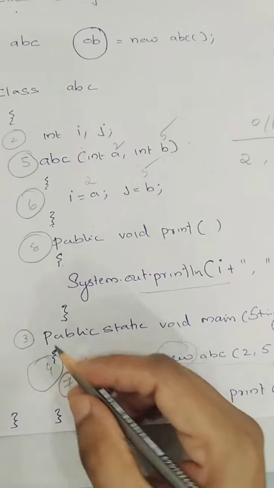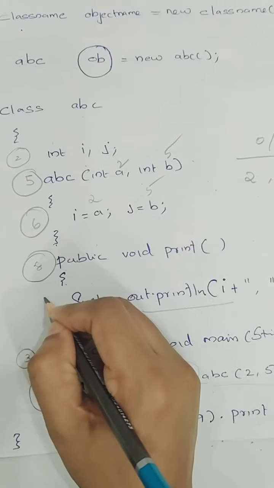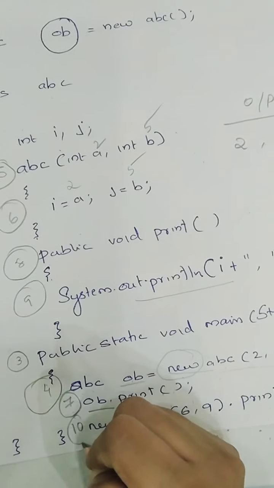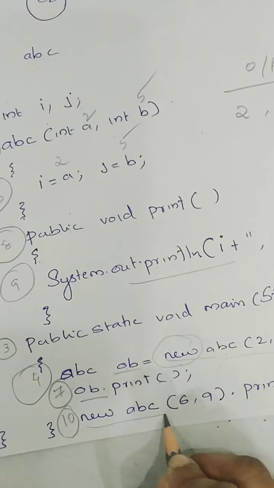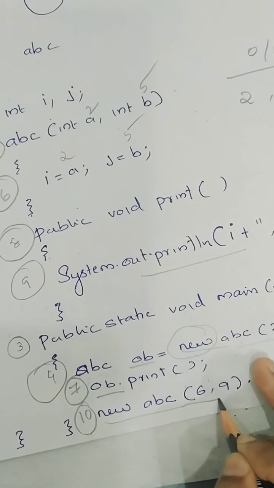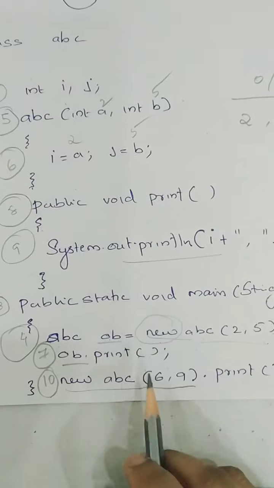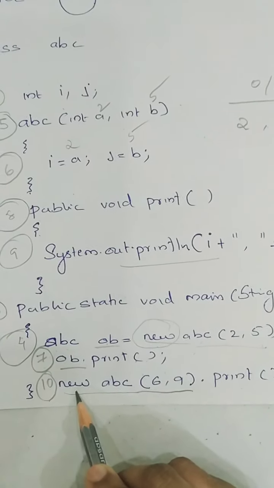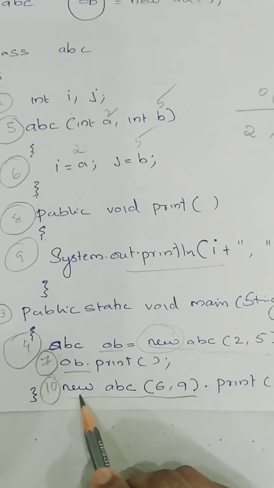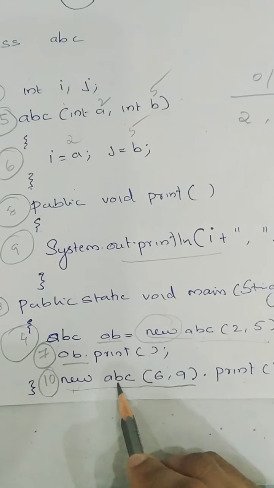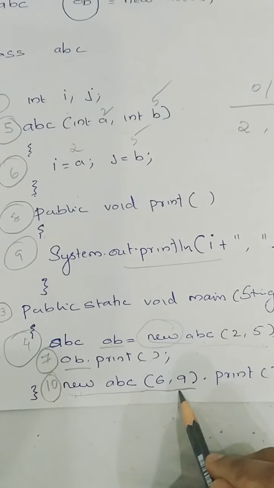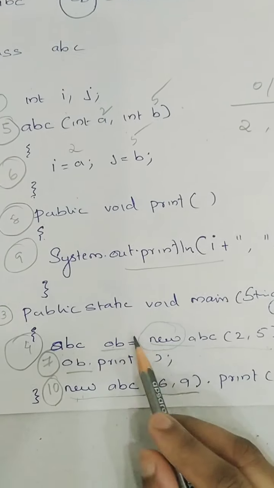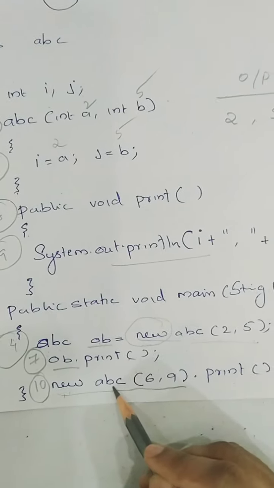Okay, and then after printing this, again it will come back to here. This is a temporary instance because you have not created this with an object name. You simply write the keyword new and abc with the values. So this is just a temporary instance. When you do not create an object with an object name, then it is a temporary instance.